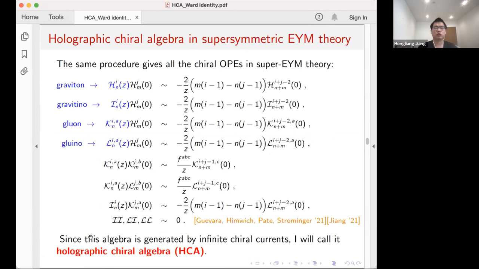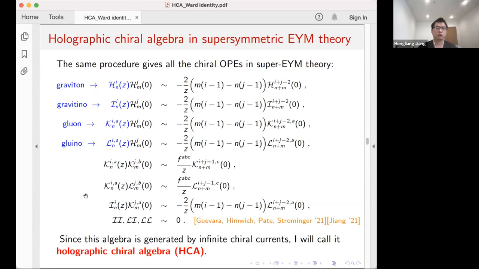Especially, I will be talking about the supersymmetric Einstein-Yang-Mills theory. So there we have a graviton, gravitino, gluon, and gluino. They are labeled by H, I, K, A here. So these are the four R's, what I described before by taking different values of spin. And if we apply a similar procedure to the Yang-Mills case, for two gluons we get another gluon, and there's again a simple pole, and this f^{abc} is the structure constant of the gauge group, and a, b, c are the color indices.